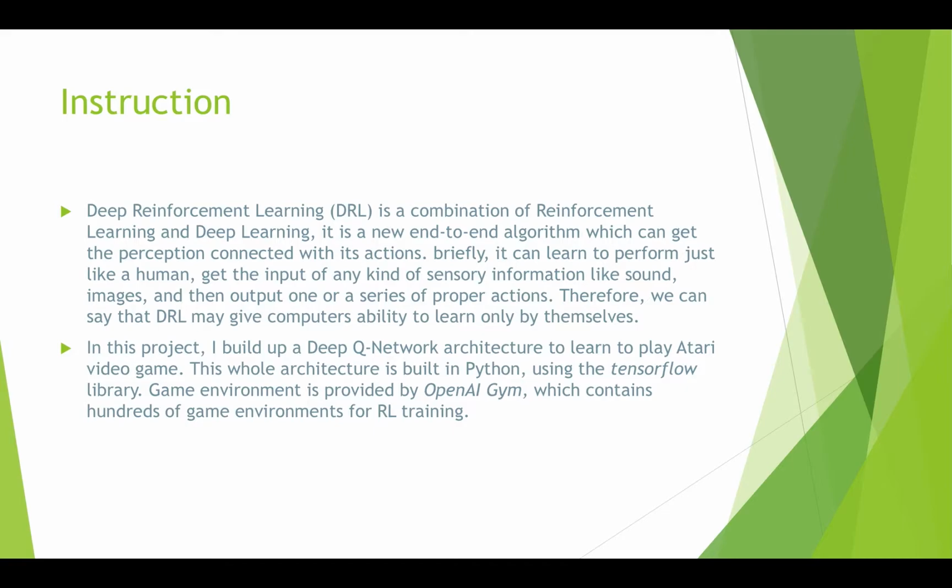Here's the introduction: deep reinforcement learning is a combination of reinforcement learning and deep learning. Briefly, it can learn to perform just like a human, taking input of any kind of sensory information, like sound or images, and then outputting one or a series of proper actions. Therefore, we can say that deep reinforcement learning may give computers the ability to learn by themselves.